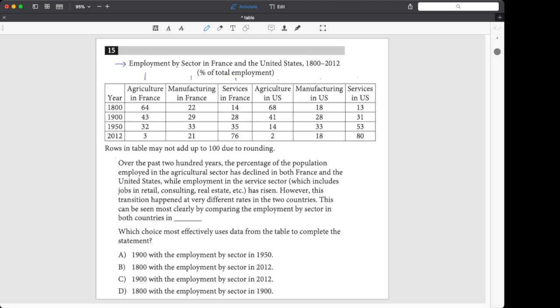Over the past 200 years, the percentage of the population employed in the agricultural sector, okay, that's good to know because we don't have to look at every sector maybe, has declined in both France and the US, while employment in the service sector, which includes blah, blah, blah, has risen. Okay, so we have some basic facts so far. Agriculture down, service up. However, this transition happened at very different rates in the two countries. This can be seen most clearly by comparing the employment by sector in both countries in.